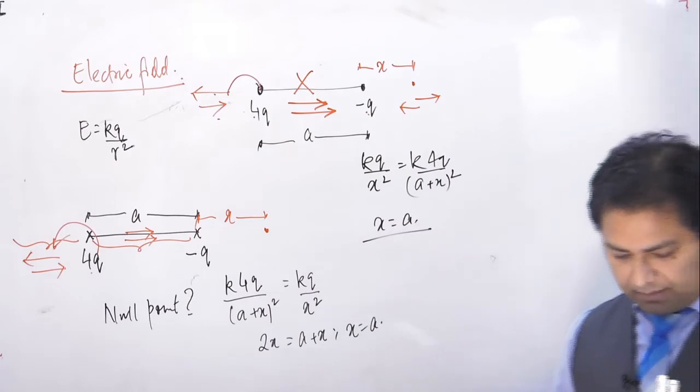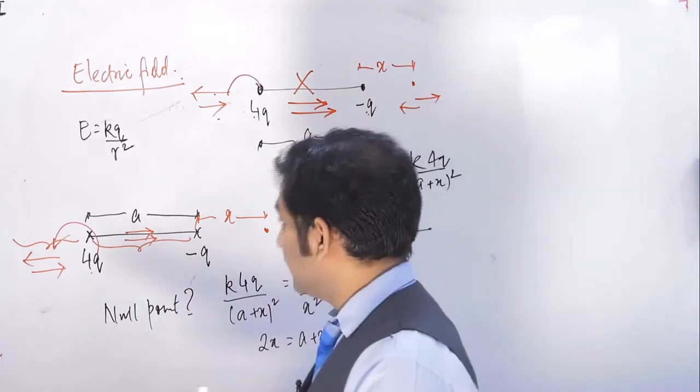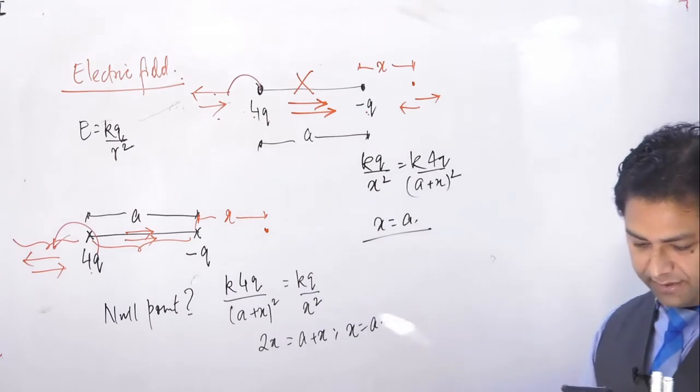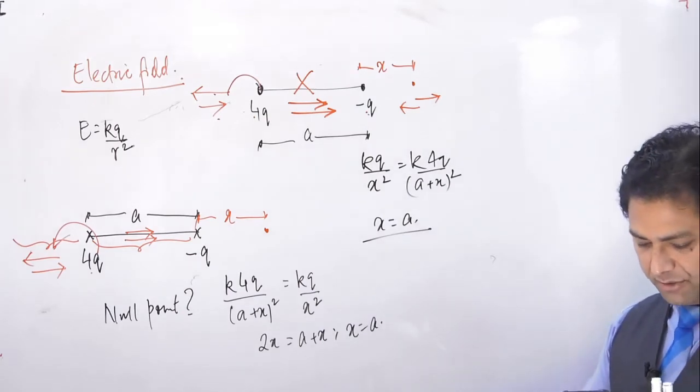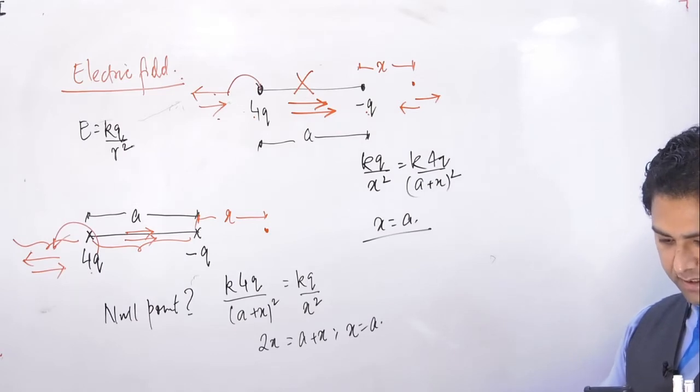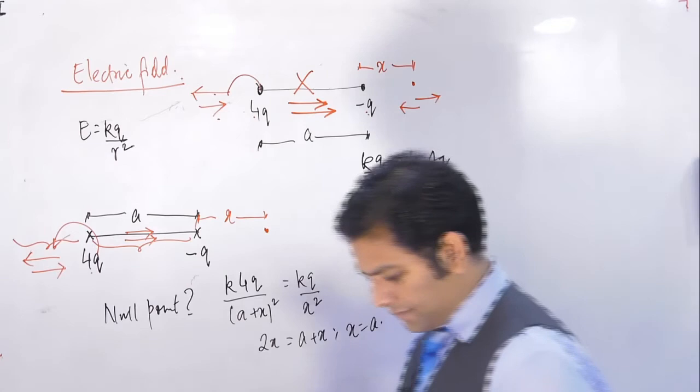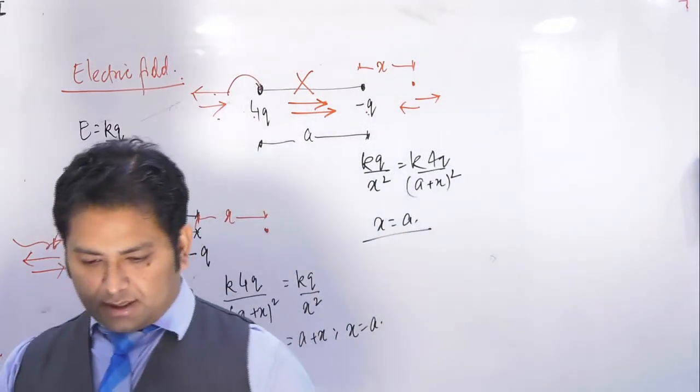So Vinayak has come up with the correct answer. 2a from 4q, Parth, Ashita, that's great. A from minus q, Shivani Roy, that's great. Shri Krishna, that's great. Ashmit, this must have been clear to you, right?